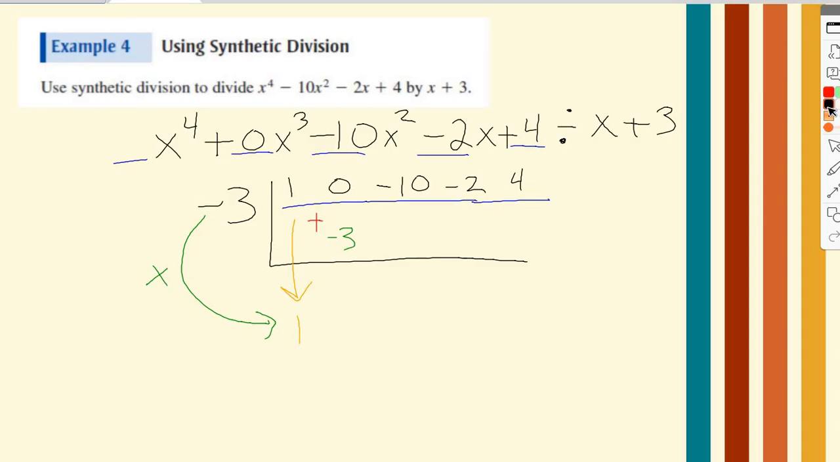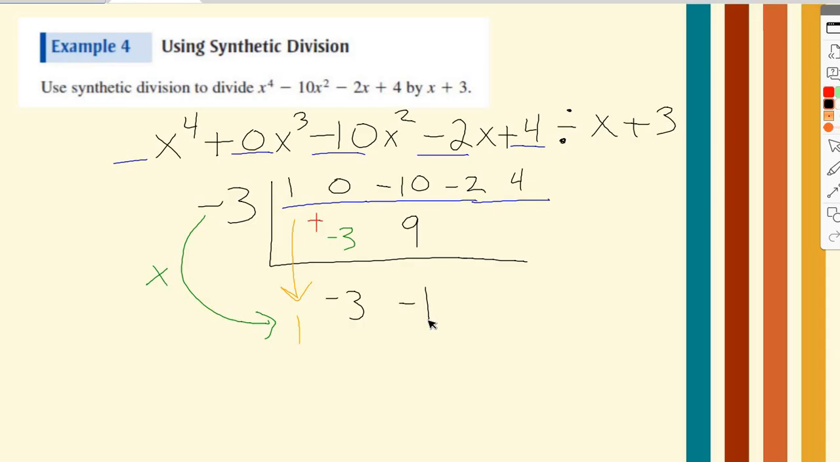Yay. So 0 plus -3 gives us -3. Right? I'm adding as I go down. 0 plus a -3 is -3. Are we all okay with that? Alright. Then I start the whole process over again. -3 times -3 gives us positive 9. We add as we go down. So -10 plus 9 gives us -1.